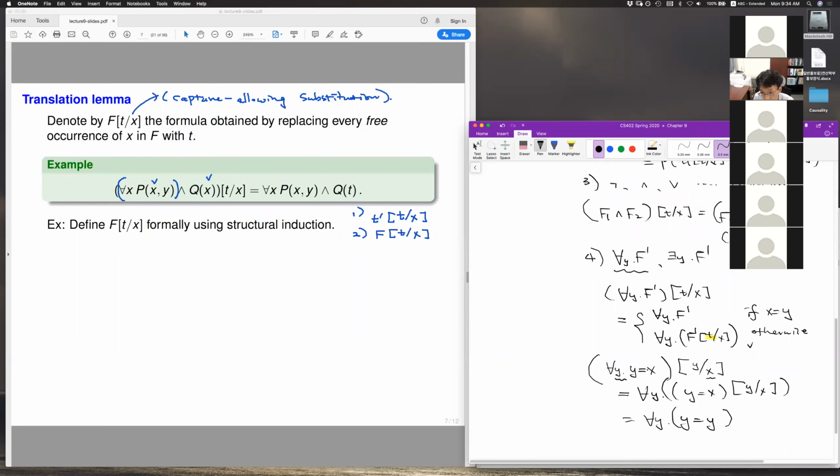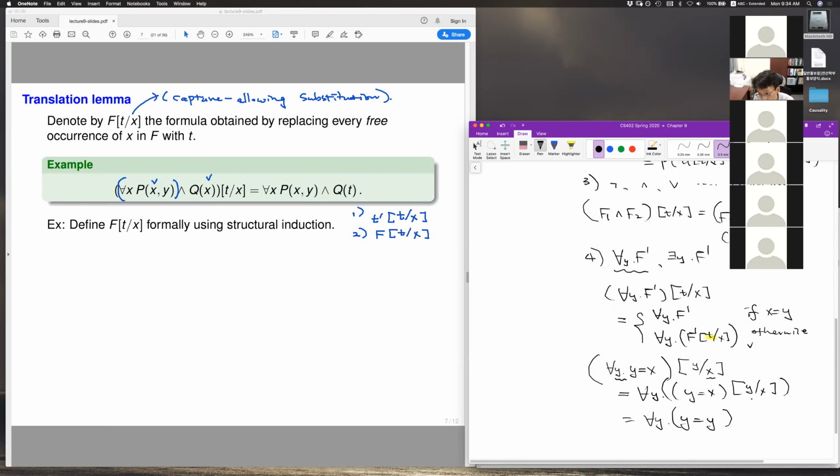Okay. So if you think about what happens before and after, it's a bit strange, because before we do the substitution, this universally quantified y and this free occurrence of the variable x typically mean something different. In general, they mean something different. But after the substitution, they end up meaning the same thing. So this is not usually what people intend.